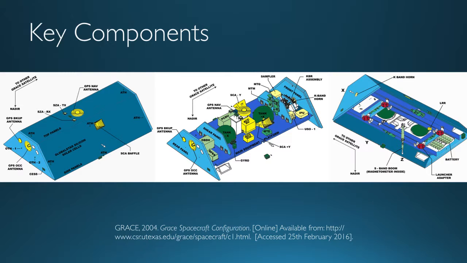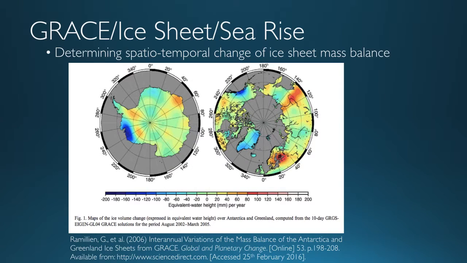To demonstrate how this helps us understand ice sheets and sea level rise, we're going to look at two different examples, or two different papers that have been done. The paper done by Remelian in 2006 looks at determining spatiotemporal changes of ice sheet mass balance.